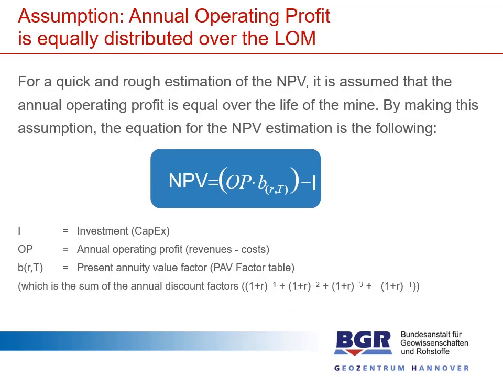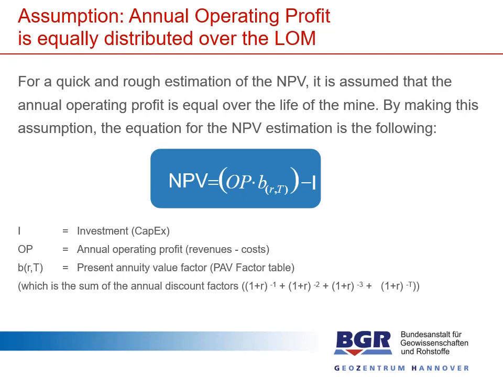In case of a quick and dirty assumption of the net present value, as we have to do it, as we do not have too many details, we have to make some assumptions. One of the assumptions is that the annual operating profit is the same over the life of mine. This is not very probable, but it makes the calculation of the net present value far easier. By making this assumption, the equation of the NPV estimation becomes the following.